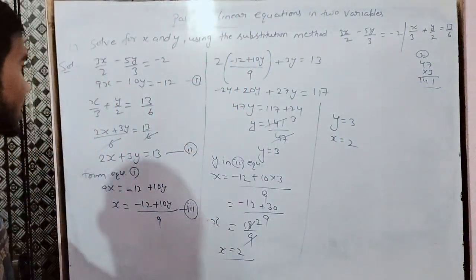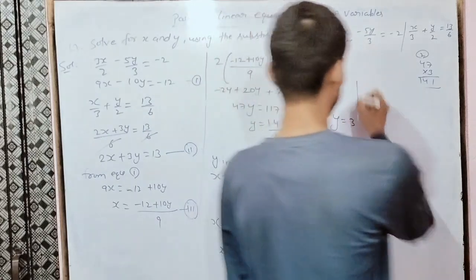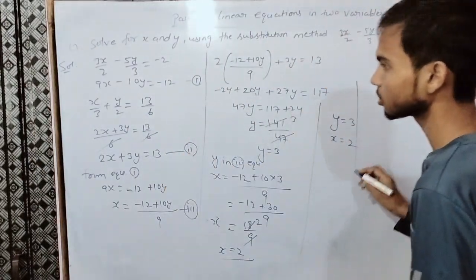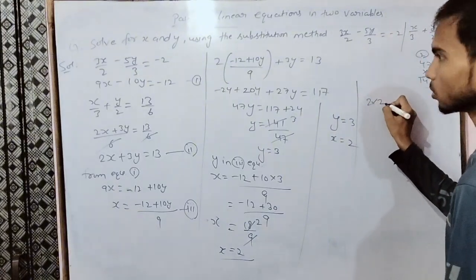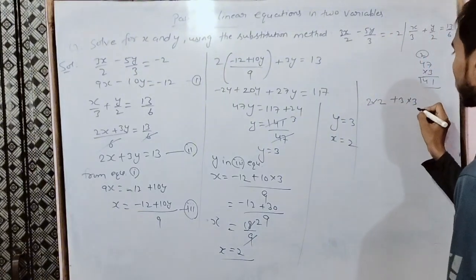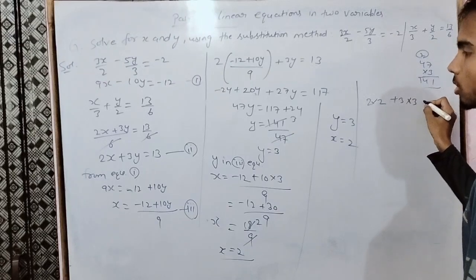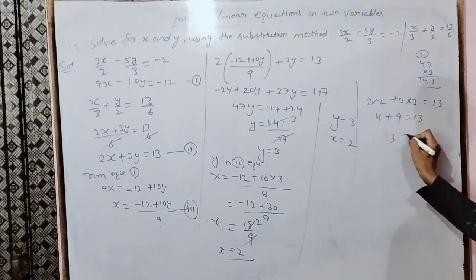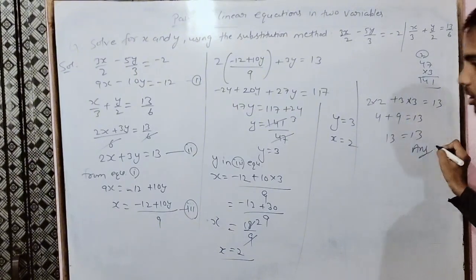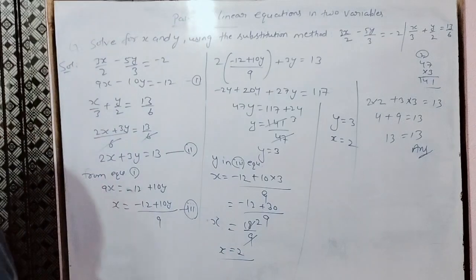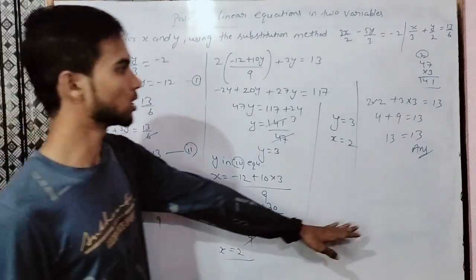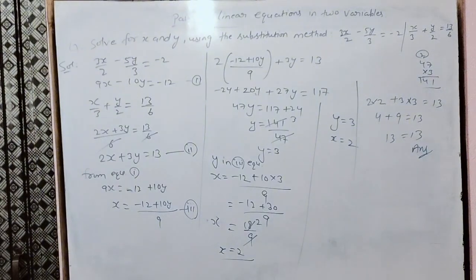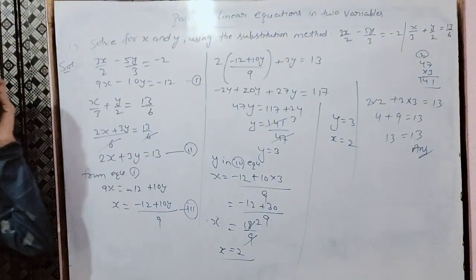Even you can check, as I told you how to check. Just put the value of x and y in any equation. So 2 multiplied by 2 plus 3 multiplied by 3 is equal to 13. 4 plus 9 is equal to 13. So here the answer is correct. We have checked, the answer is correct. That's how you will apply the substitution method.